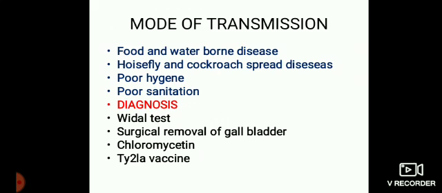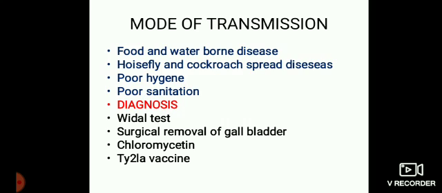Mode of transmission, it is also a food-borne disease. Flies and cockroaches spread this disease. Poor hygiene, poor sanitation. Diagnosis: Vidal test. Vidal test means what? The blood is obtained from the typhoid patient. It is mixed with the bacteria Salmonella typhi and reacted with the O and H antigen, and we can get the agglutination and the disease is confirmed.